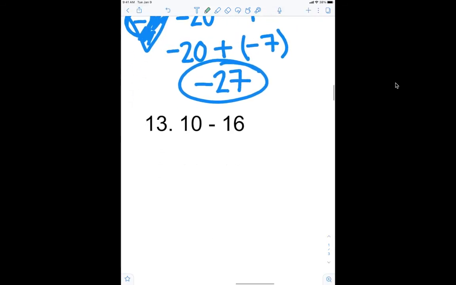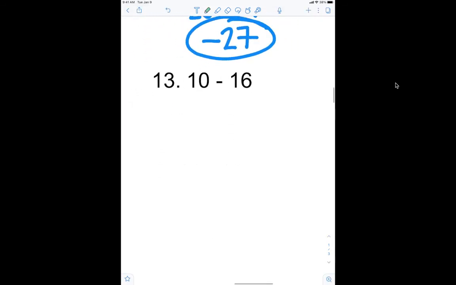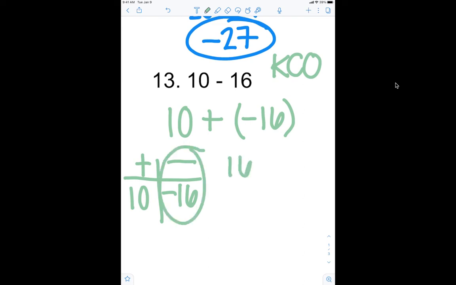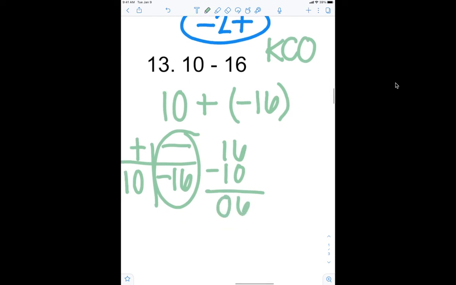Okay, number 13. 10 minus 16. Again, we have to do the KCO strategy. Keep 10. Change my subtraction to an addition. Opposite of positive 16 is negative 16. So now I do team positive versus team negative. Positive 10, negative 16. 16 obviously is our winner. So I take my winner, subtract my loser. 6 minus 0 is 6. 1 minus 1 is 0. And team negative won, so my answer is going to be negative 6.